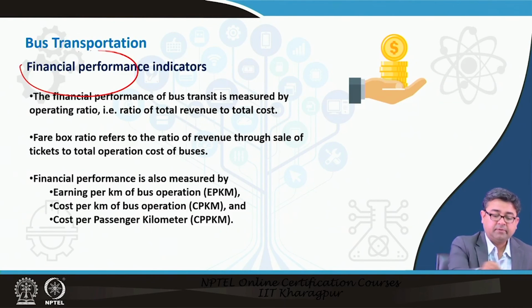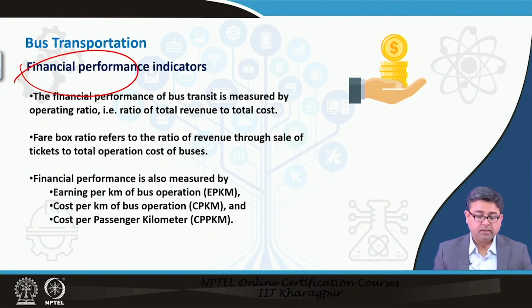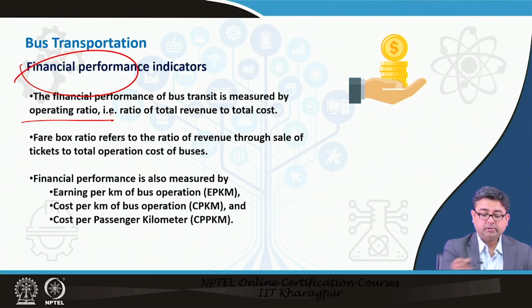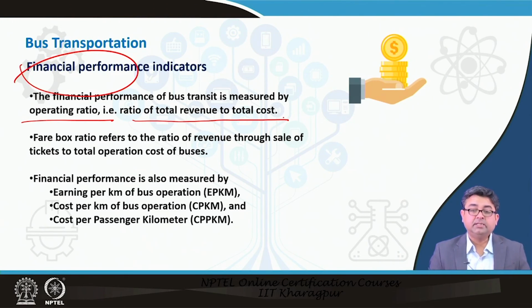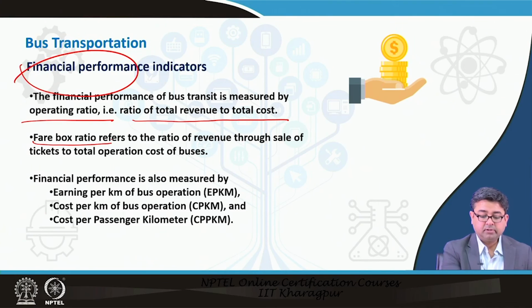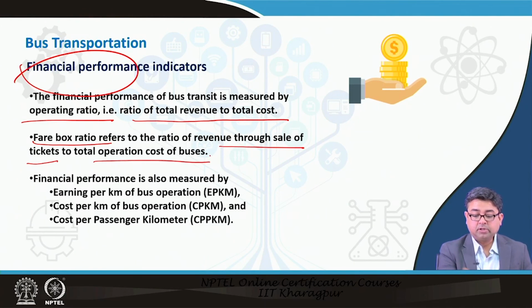Moving on to financial performance indicators, the first is the operating ratio, which is the ratio of total revenue to total cost. That is easy to understand: how much you have collected as fare revenue versus how much cost is incurred to run the service. The next is the fare box ratio, which is the ratio of revenues through sale of tickets to the total operating cost of buses.